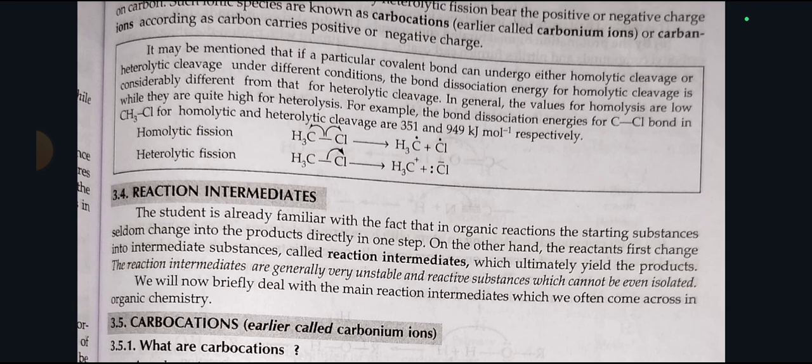For example, the bond dissociation energies for the C-Cl bond in CH3Cl for homolytic and heterolytic cleavage are 351 and 949 kilojoules per mole respectively. Homolytic cleavage: CH3Cl gives CH3 radical plus Cl radical. Heterolytic fission: CH3Cl gives CH3 positive plus Cl negative.